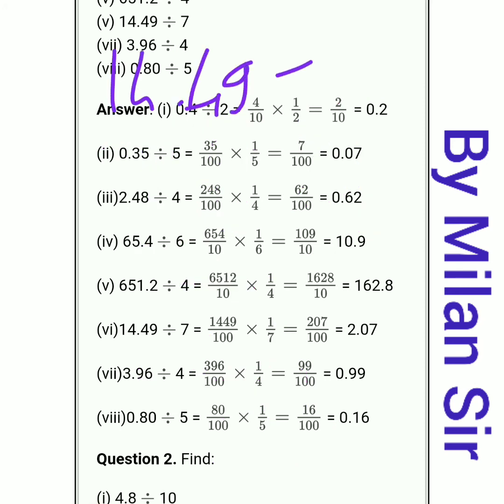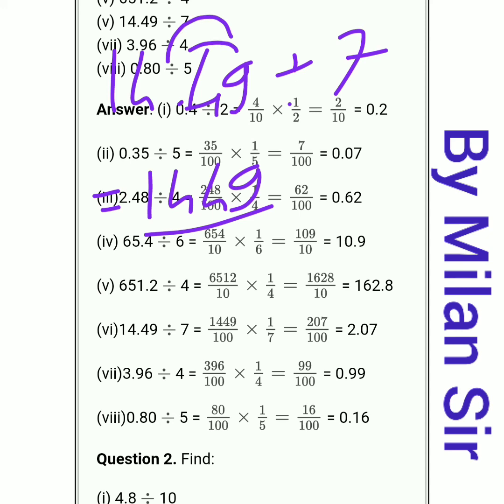Again, 14.49 divided by 7. First of all ignore the decimal point, so 1449. After the decimal point 2 digits are present, so here we write 100, divided by 7. Sorry, we need to convert this divide by 7 into multiplication, so we take the reciprocal. We need to take the reciprocal of 7 by 1. It is 1 by 7. Now we can cut this, 207.